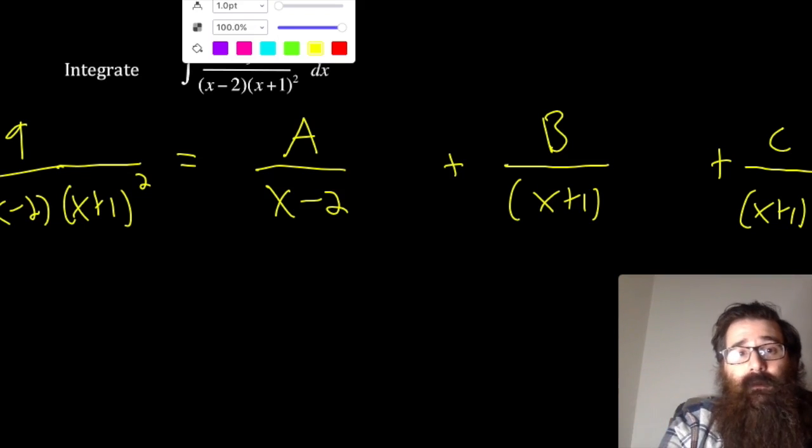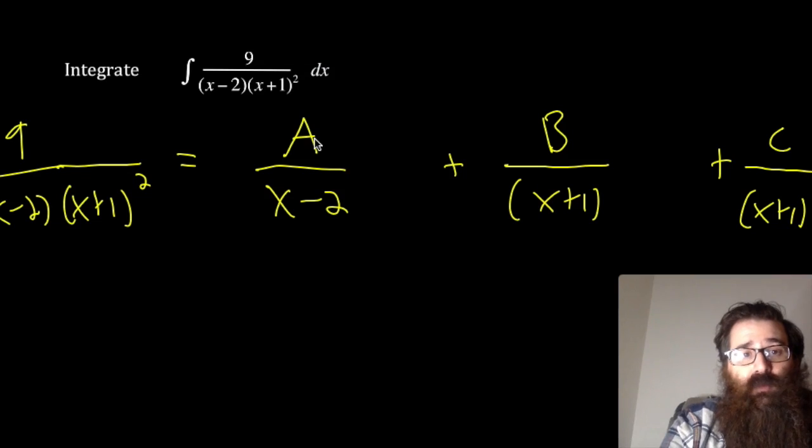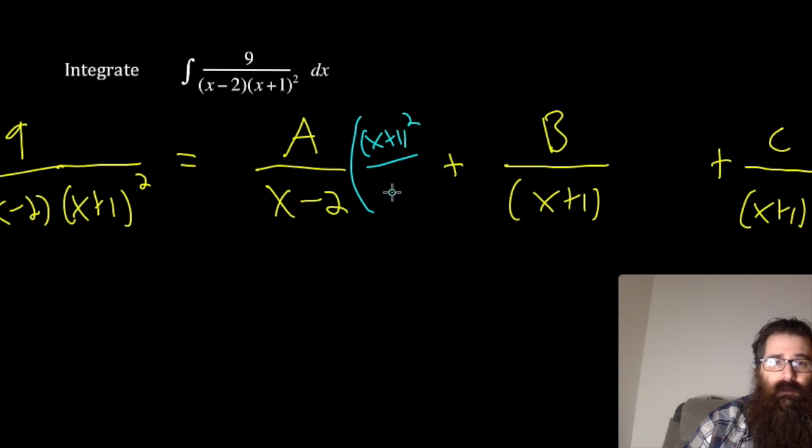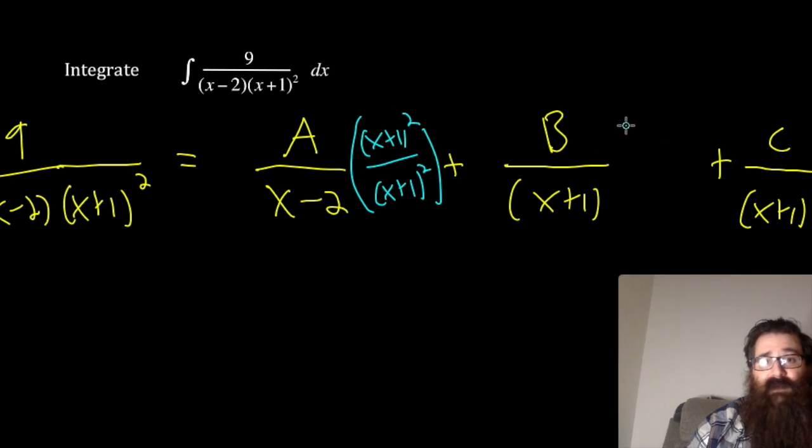Now, from here, it's really the same as what we did previously. I want to build back the common denominator. So what is the x minus 2 missing? It's missing an x plus 1 squared. So I multiply by x plus 1 squared over x plus 1 squared. The b over x plus 1 is missing another x plus 1 and an x minus 2.